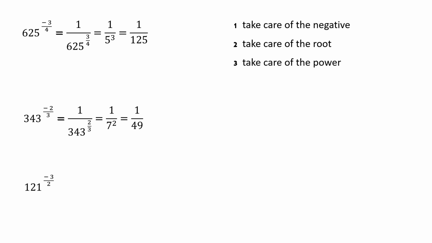121 to the negative 3/2. Okay, want the negative to go away? Reciprocal, 1 over 121 to the 3/2 power. I need the second root of 121, which is going to be an 11. Now I need 11 to the third power, which is 1,331. And of course, that is a denominator. Notice that even though the exponent is negative, the answer is a positive number.